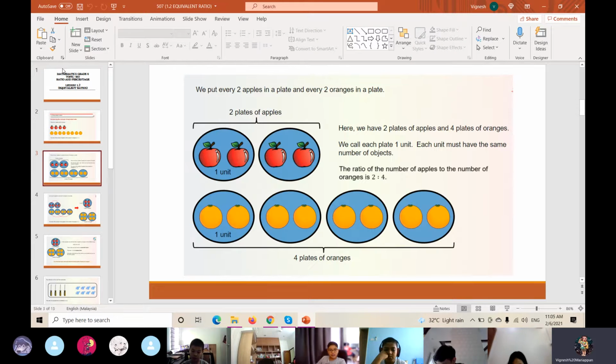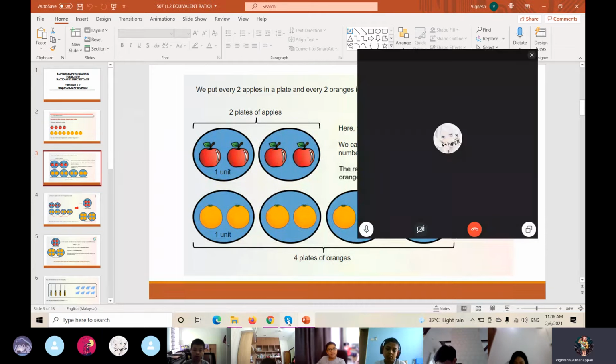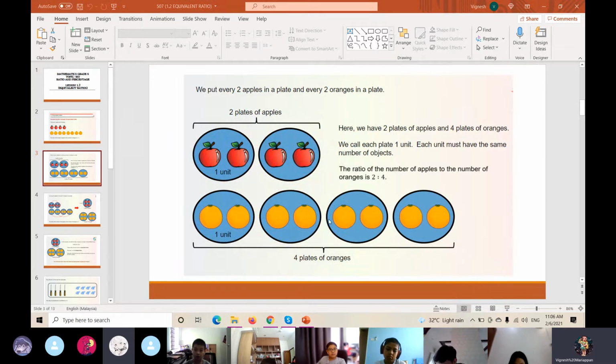Okay, so for this one, I'll show you one example. We put every 2 apples in a plate. Teacher, are you sharing screen? Yes, my dear. How about the rest? Can see my screen? Yes, teacher. Only Jingzi can see. How about the rest? Yes, teacher.